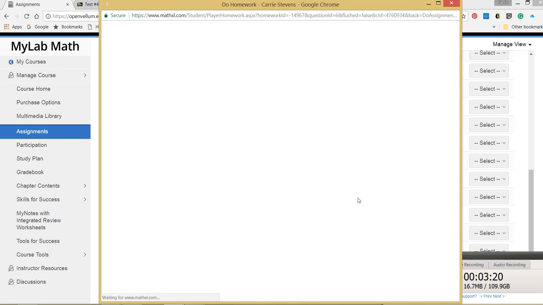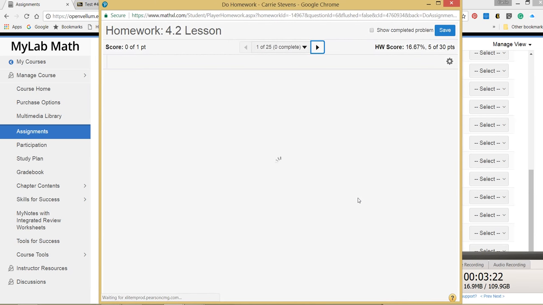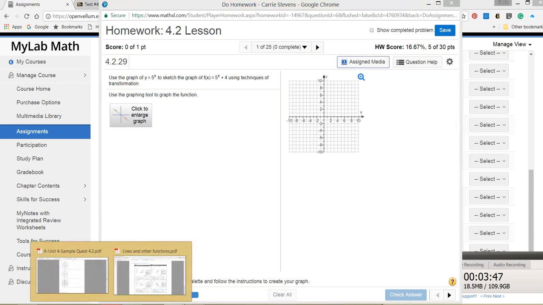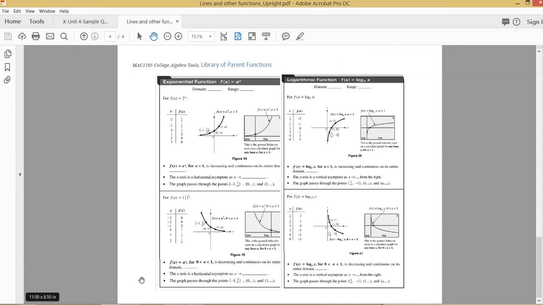All right, so question number 1 here asks us to use the graph of y equals 5 to the x power to sketch the graph of f of x equals 5 to the x power plus 4 using techniques of transformation. So in a previous section, we learned how to apply transformations to basic parent functions, and this is the same idea. And I just want to remind you of this handout I gave you, which summarizes.